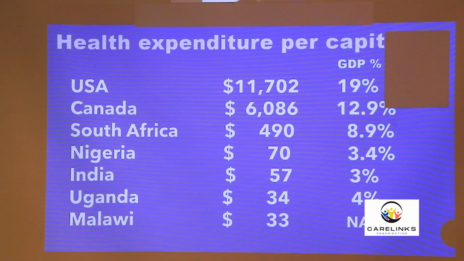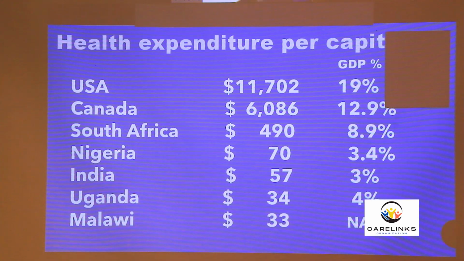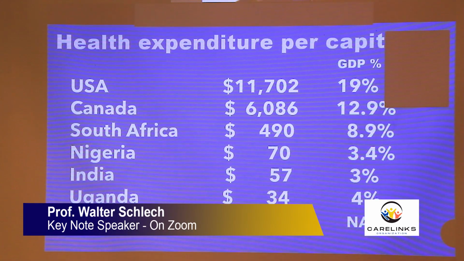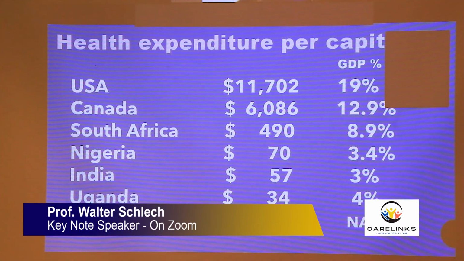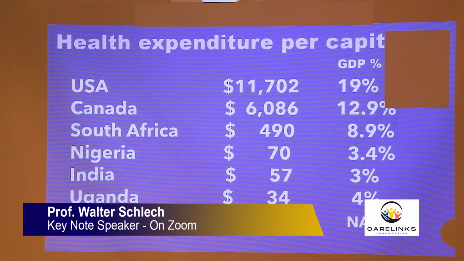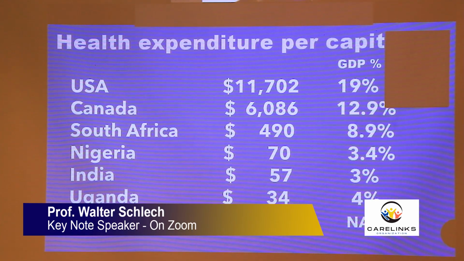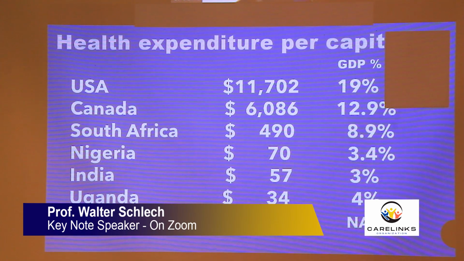We can also talk about health expenditure per capita and show some disparities in that area as well. The U.S., as most of you would know, probably spends more on healthcare than any other nation in the world, and it's in fact 19% of the gross domestic product. So a huge industry in the United States.